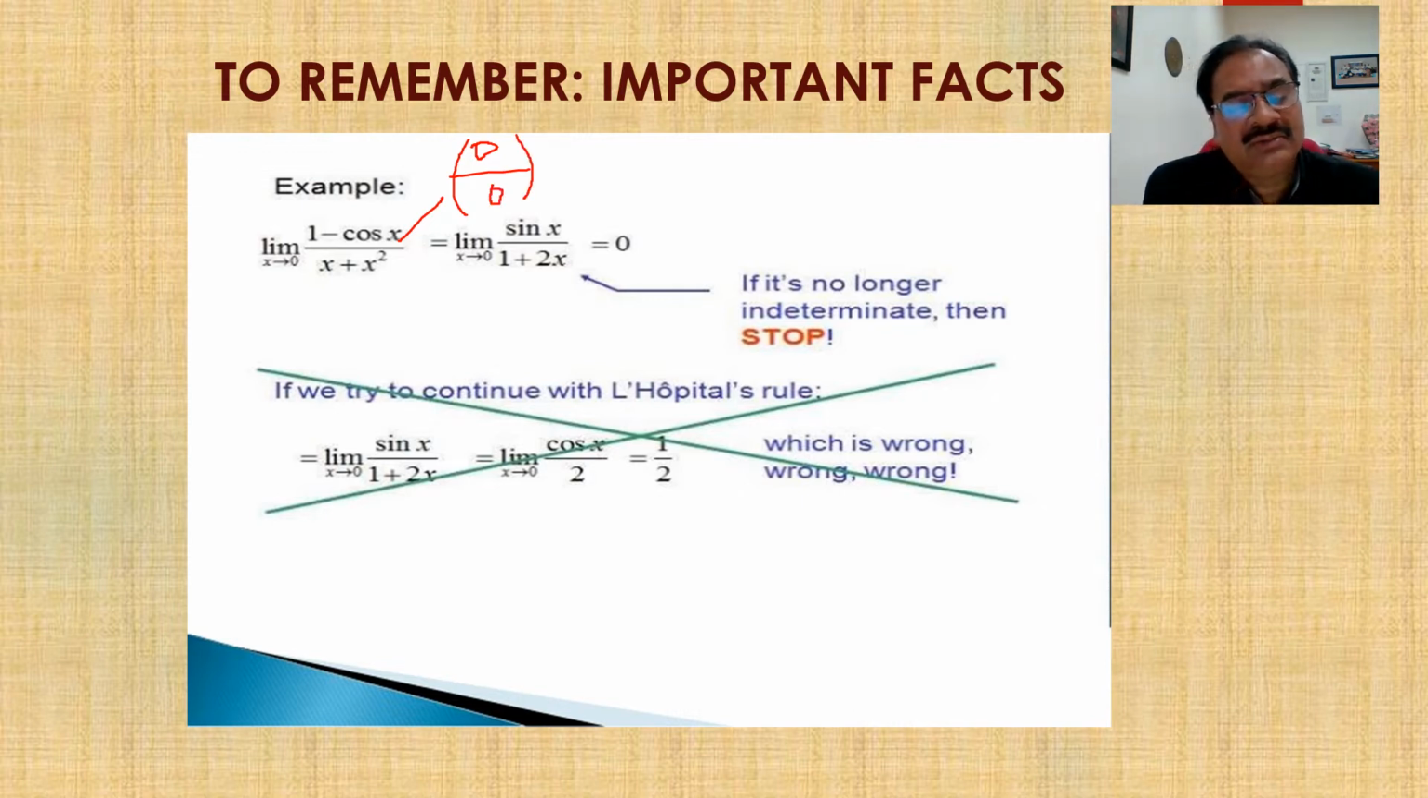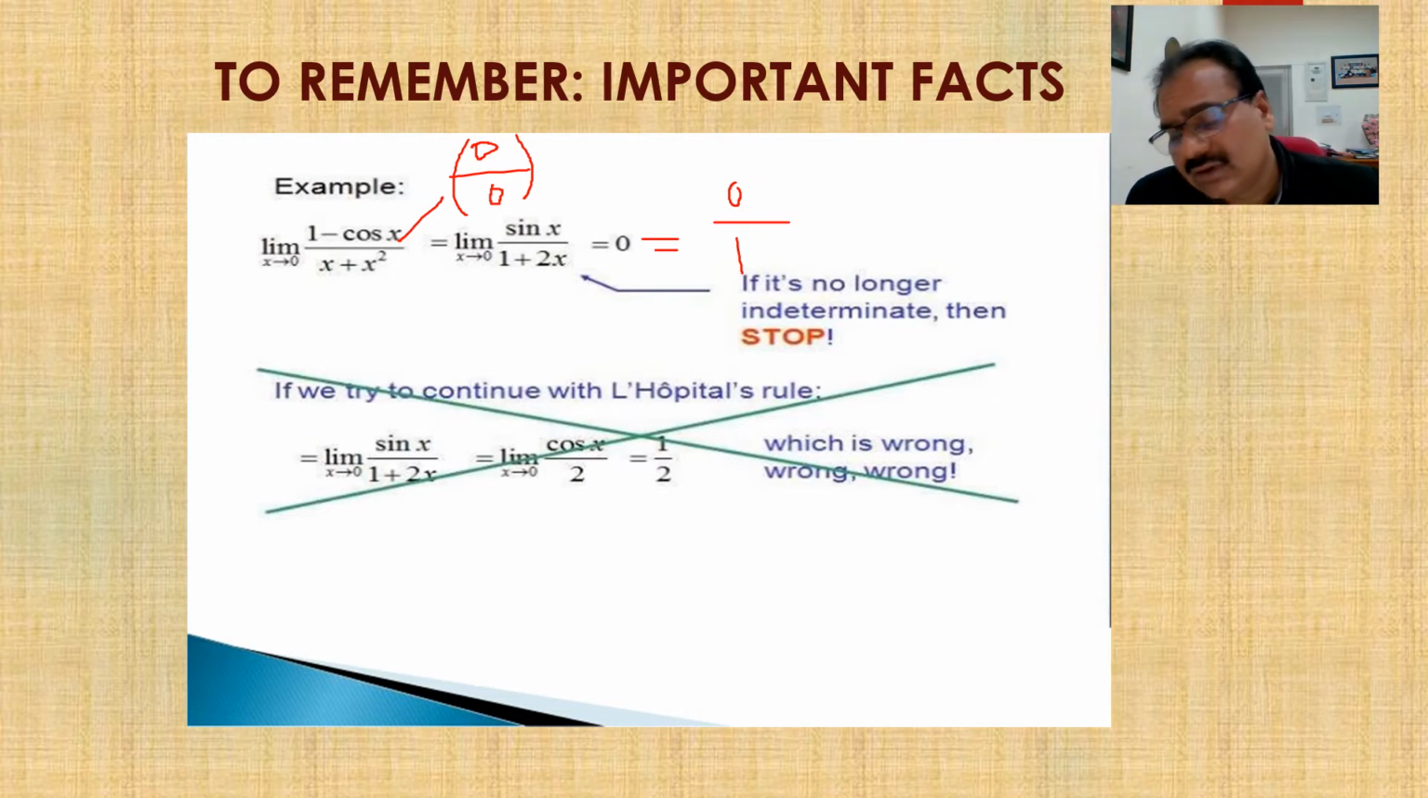Now you can apply L'Hospital's rule: differentiate the numerator, and you will get sin x, and the denominator differentiation gives 1 plus 2x. Now put the limiting value here, so you will get 0 by 1 plus 0. So 0 by 1 means this is non-zero. It is no longer indeterminate, so you have to stop here and declare this as the value of the problem.